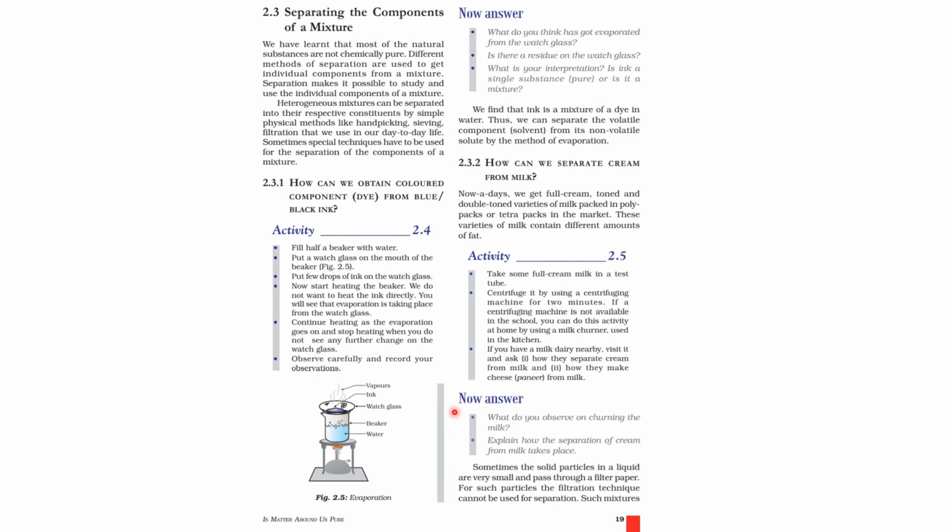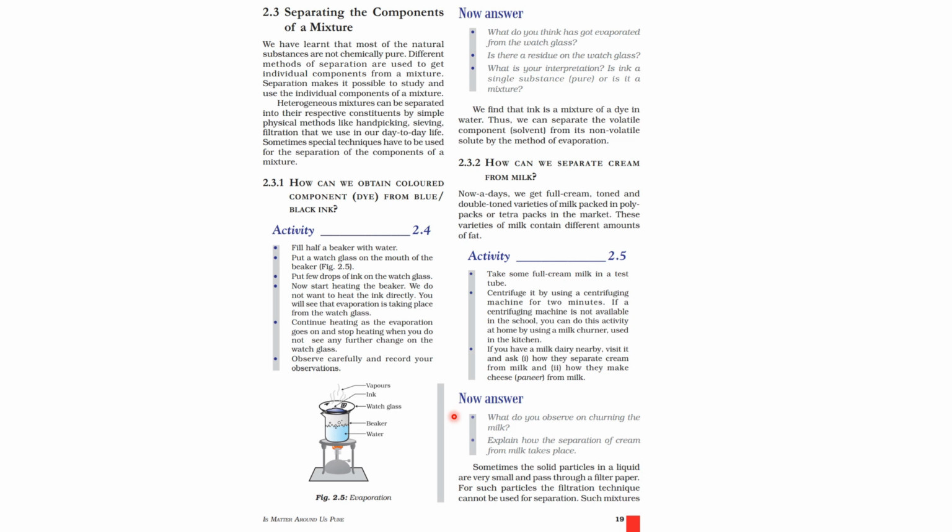So the conclusion drawn: when the milk is rotated at high speed, what happens? The suspended lighter particles, that is the fats and protein molecules, bind with each other, forming cream and skimmed milk. The cream, being lighter, floats over the skimmed milk, which can be removed easily.